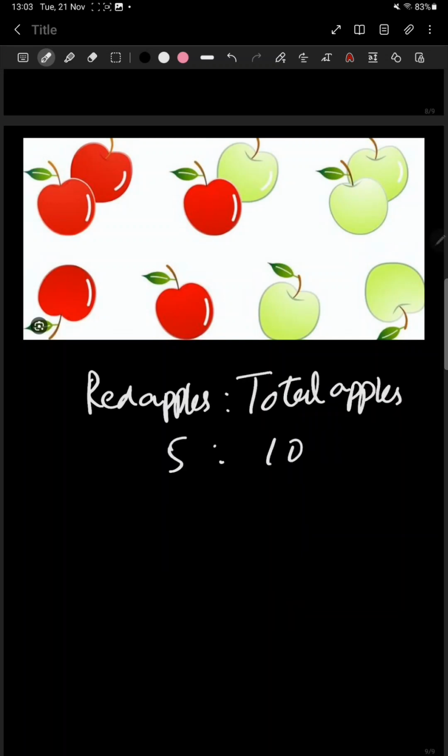Like in this ratio, we saw that red apples to total apples is 5:10. If total apples we have are 20, it means we are multiplying it by 2, so it will be 20. So we must multiply the red apples also by 2. So how many red apples will we have? It will be 10.